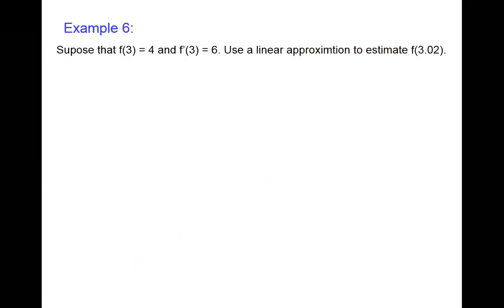Suppose that f of 3 is 4. f prime at 3 is 6. Use the linear approximation to estimate f of 3.02. What do you think? Now we have no formula, nothing, but we know that we are at the point 3 and we have sufficient information. The value at 3 is 4, the value of the derivative at 3 is 6. We can definitely get a tangent line. And then, having that line, we have to estimate the value of the function at the point which is really close to 3, 3.02.